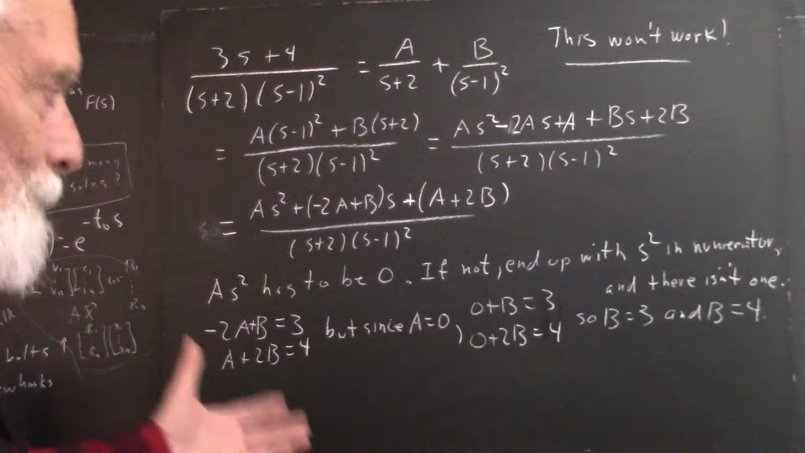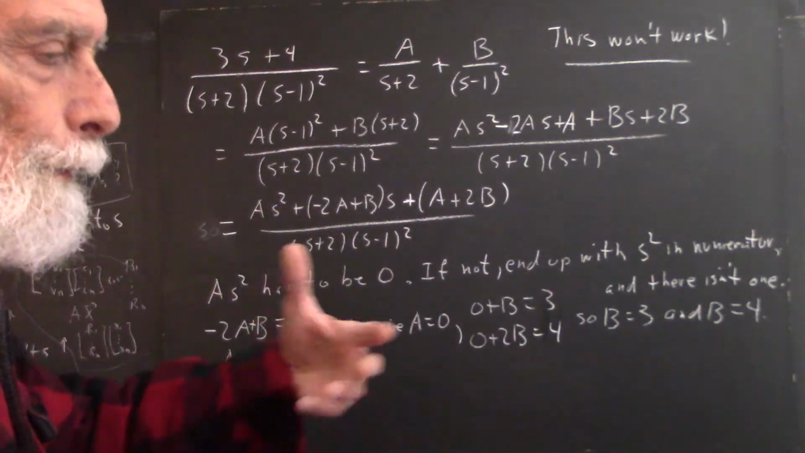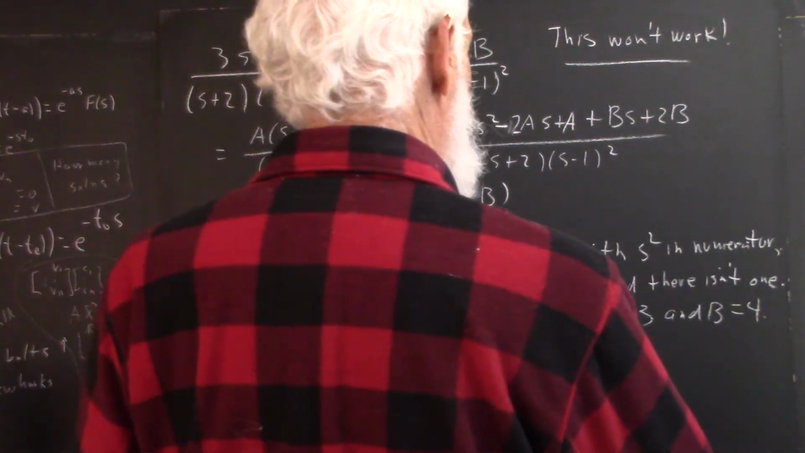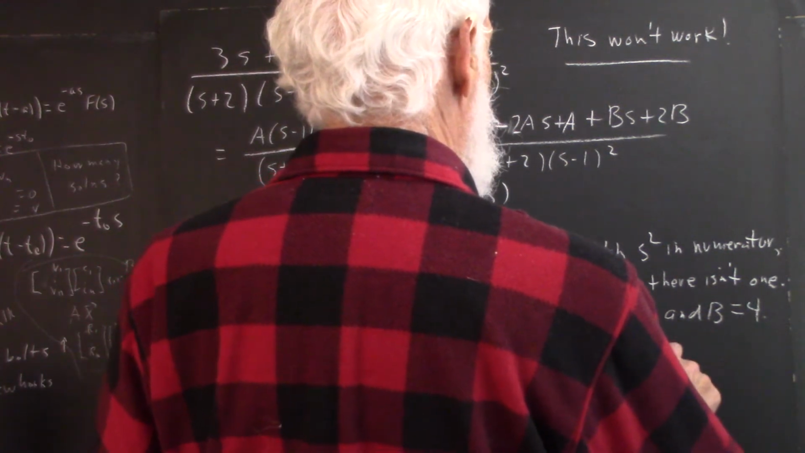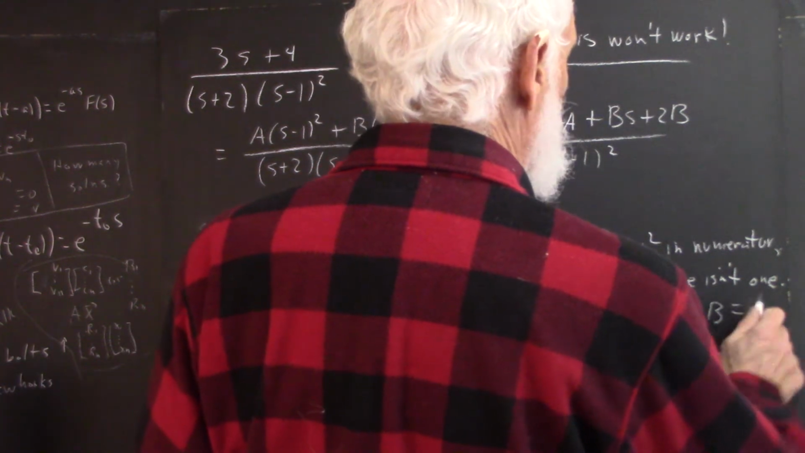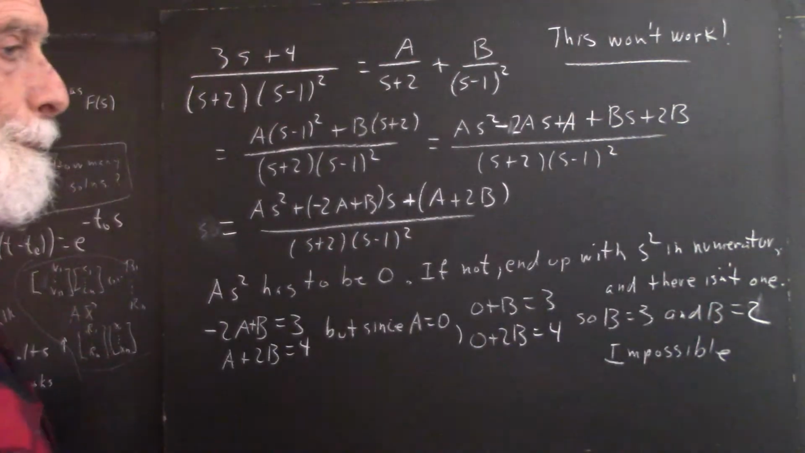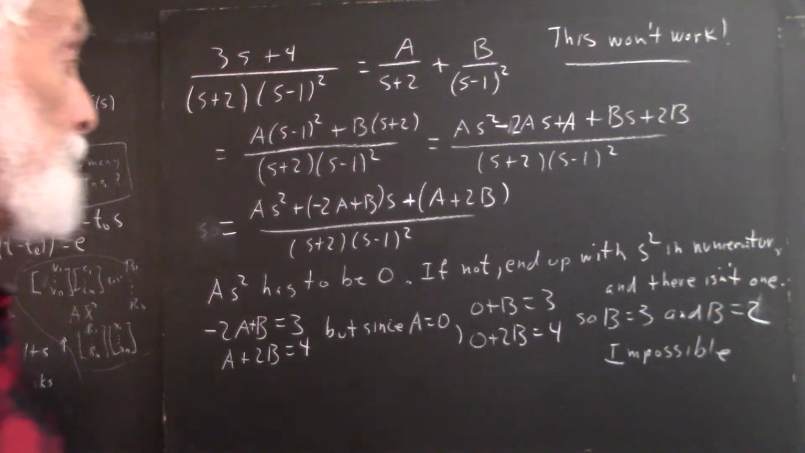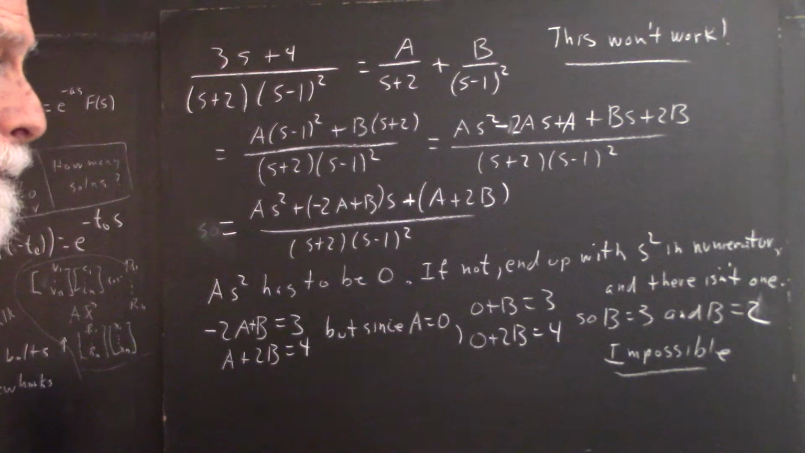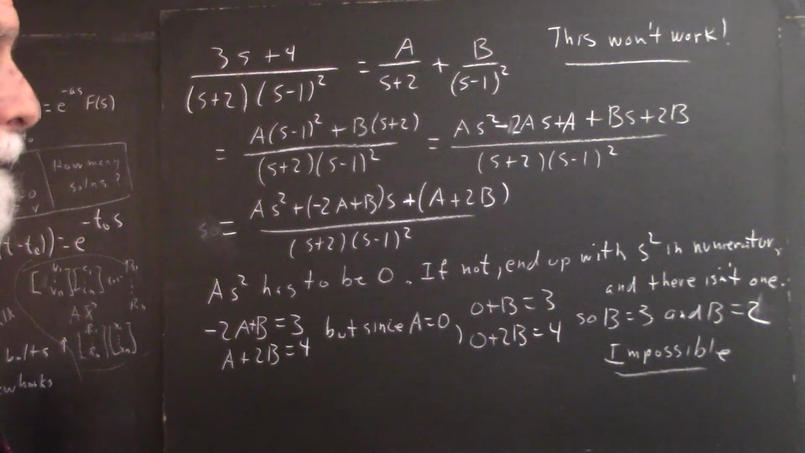Clearly, B cannot have two different values at the same time. So this is impossible. I think you meant B equals 2 in the second equation. Yeah, you're right. B equals 2. 2B equals 4. Okay? It's impossible. And the point is, of course, that B has two different values.